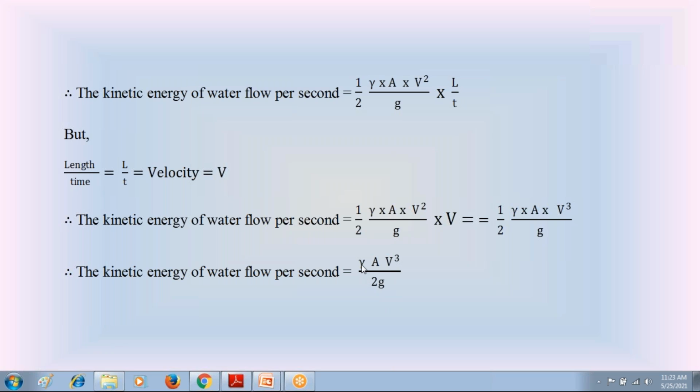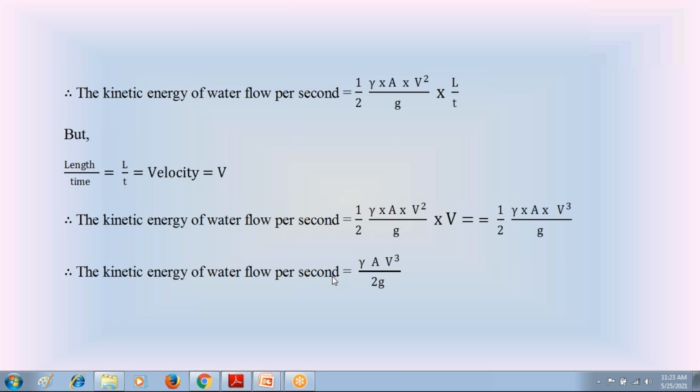In this equation, gamma is unit weight of water, A is the total wetted area of water, V is the mean velocity of water flow, not the actual velocity, please. It is the mean velocity of water flow, divided by 2g. Since here we are using the mean velocity, this kinetic energy is not the actual kinetic energy. But by using this kinetic energy of water flow per second, please observe this. We calculate this kinetic energy of water flow per second by using the mean velocity, not the actual velocity.